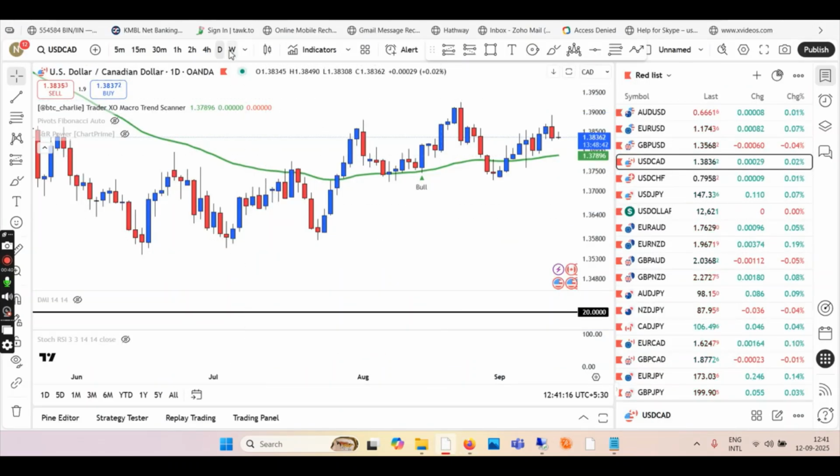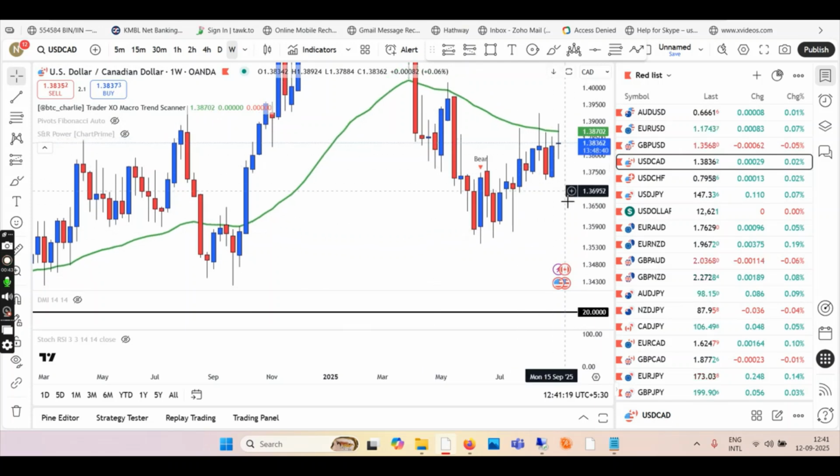And this is the chart. So starting the top-down approach with the weekly time frame. On the weekly, we have been getting rejection many times from the EMA. So we will not go up. We will go down. Okay.